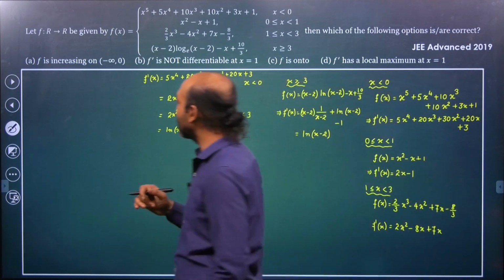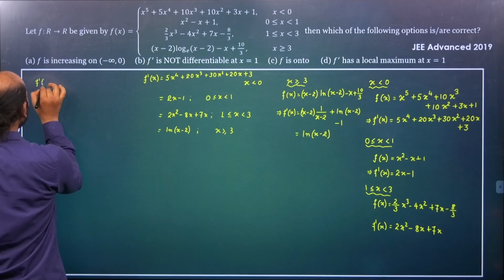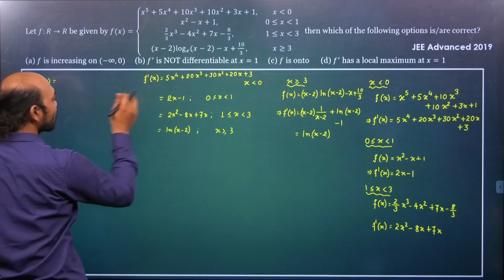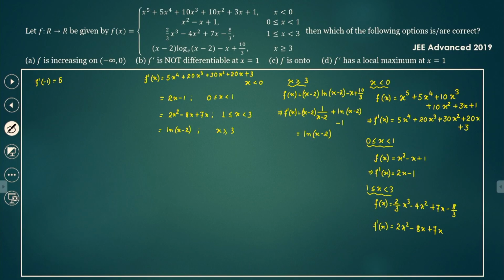So let us check some arbitrary values. Here we consider f dash of minus 1. To calculate f dash of minus 1, I'll substitute minus 1. So therefore, 5 into minus 1 whole to the power 4, that's 1, plus minus 20, plus 30, then minus 20, plus 3. You can easily understand that it gives me 38 minus 40, that's less than 0. So therefore, we'll say that f dash minus 1 is less than 0.